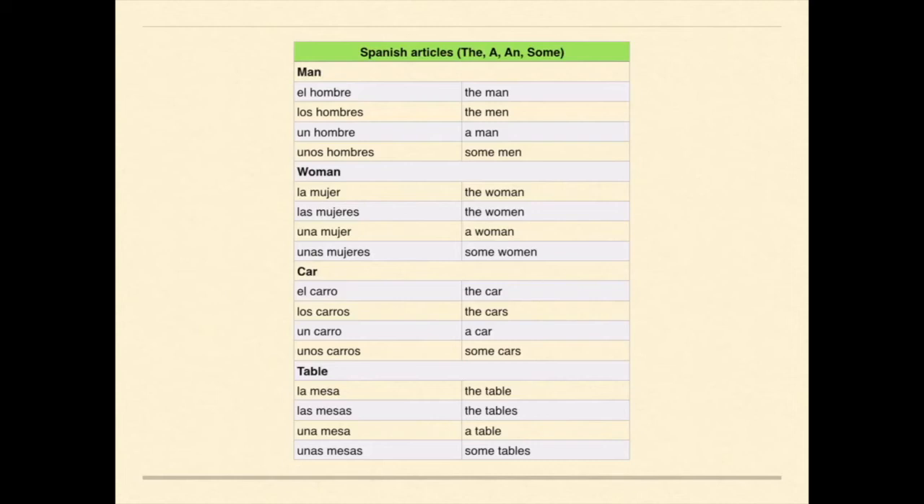The word table, which is mesa. In Spanish, we have la mesa, the table. Las mesas, the tables. Una mesa, a table. And unas mesas, some tables. So, a couple of aspects to remember with these is to make sure and get the correct form of the article, and also make sure and choose the correct ending, singular or plural, for the noun that is being used.